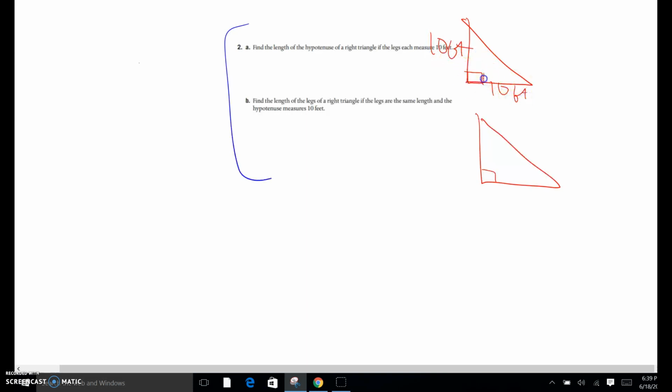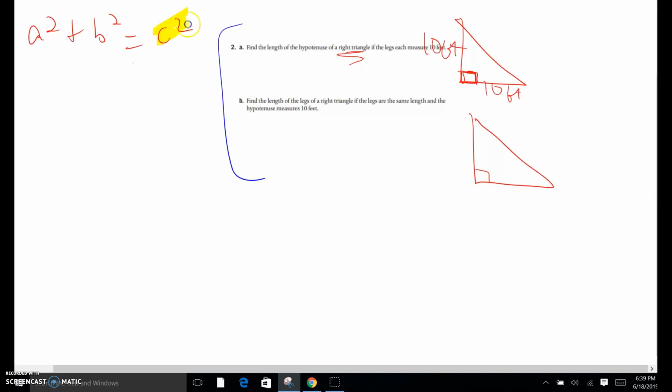And again, Pythagorean theorem is special. It only works on right triangles, so you need to have a 90-degree angle in here. So it's important that it says the word right triangle. Pythagorean theorem is a squared plus b squared equals c squared. Always look for the hypotenuse first, because that one matters. The other two are interchangeable. But notice I don't know c, that's the hypotenuse. It's the longest side. It's across from my right angle.